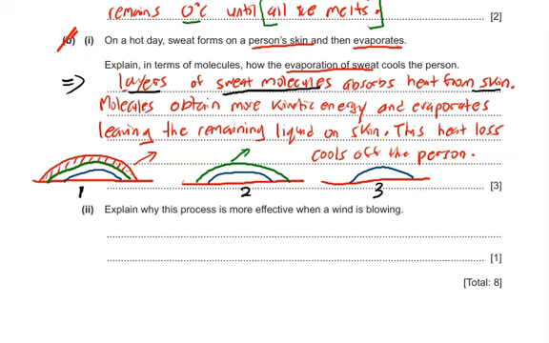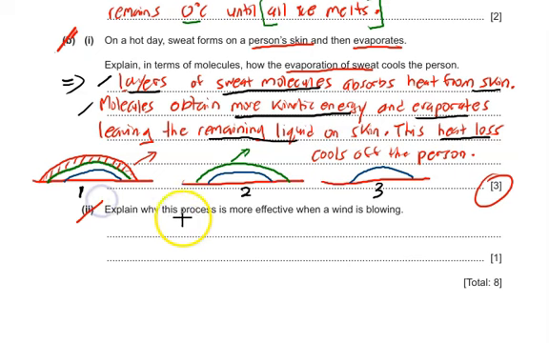So here for 3 marks you have to mention the first point. The second point is molecules obtain more kinetic energy and evaporate, leaving the remaining liquid on the skin. So this heat loss cools off the person. This is the answer for this question. Now explain why this process is more effective when a wind is blowing.